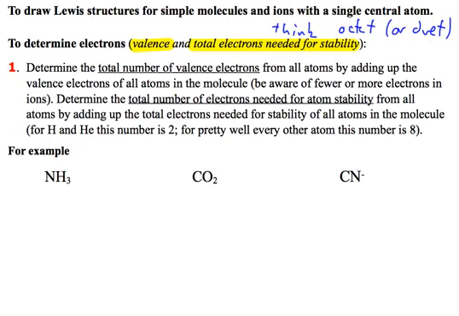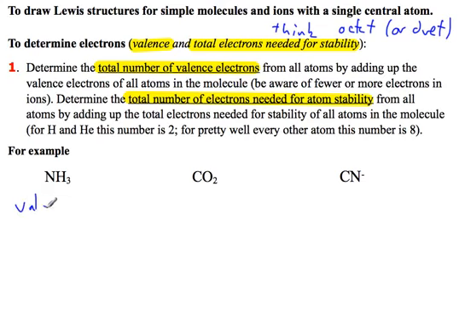Okay, so to determine the total number of valence electrons, we just add up the valence electrons for all atoms. So determine valence electrons using the periodic table, and add them all together. And to determine the total number of electrons needed for atomic stability, we simply determine how many each needs for stability, 8 or 2, and add up based on the number of atoms. So we can do a few practice ones here.